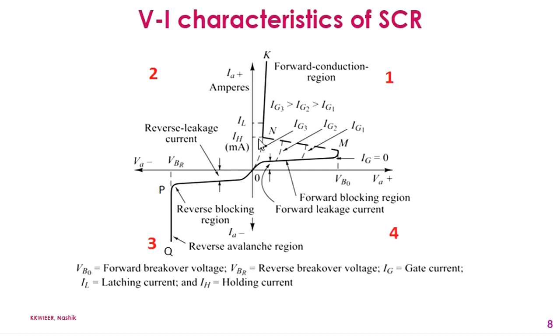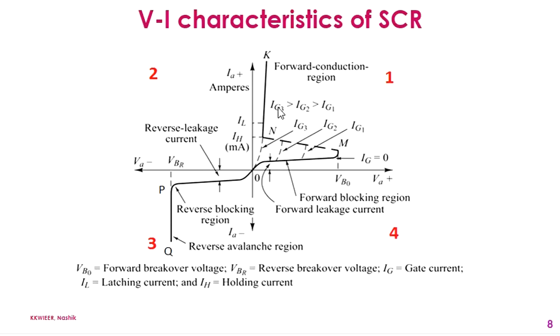So what will happen at point N? A suddenly very large amount of current will start flowing through the device from N to K, and this characteristic is known as the forward conduction region or forward conduction state. In this high conduction mode, the anode current is determined essentially by the external load impedance. Therefore, when this SCR conducts the forward current, it can be regarded as a closed switch.